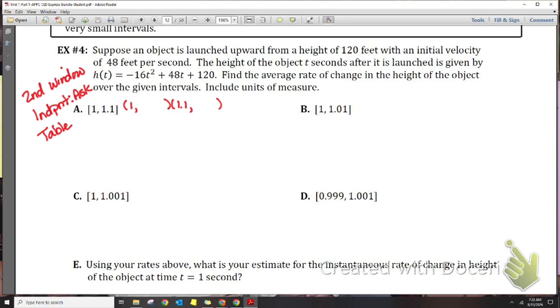Now, unless you cleared your calculator, your table's probably blank. So now I can go in and type in 1. Under the X, I'll put 1, hit enter, and it tells me 152. Then on the next line, I'm going to put 1.1. It tells me 153.44.